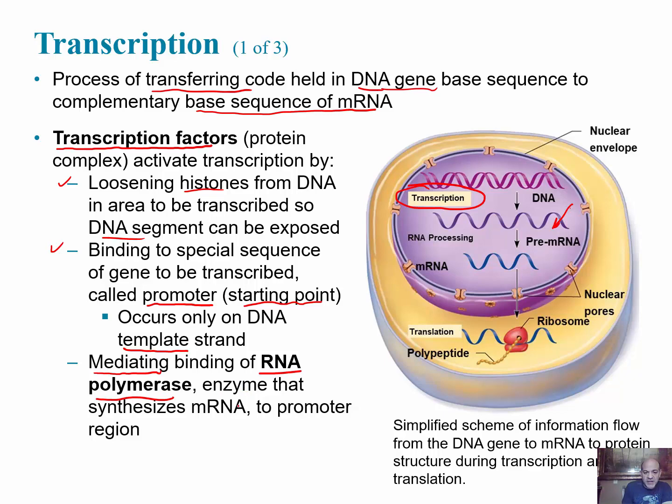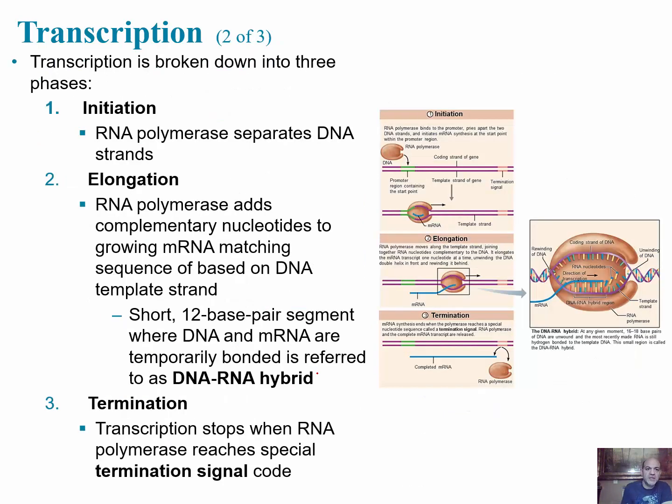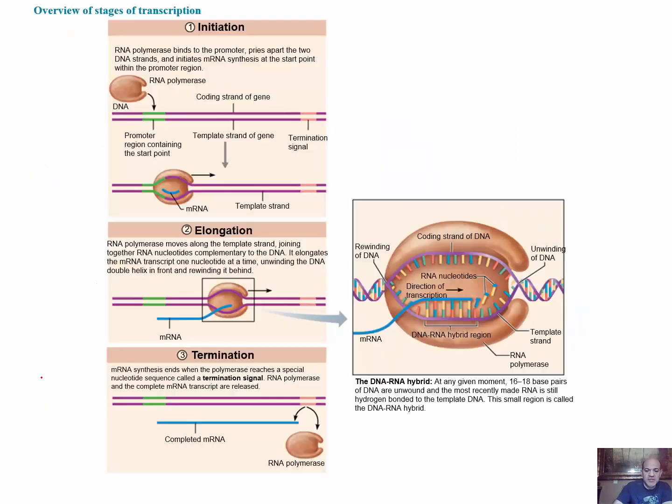That's what the factors also help do. And so the RNA polymerase is kind of like DNA polymerase, except the RNA polymerase is going to be able to make an mRNA molecule. There's going to be three main phases in this process. There's going to be initiation to start, then elongation as we build our big long mRNA strand, and then termination. So let's take a look at it through the diagram here.